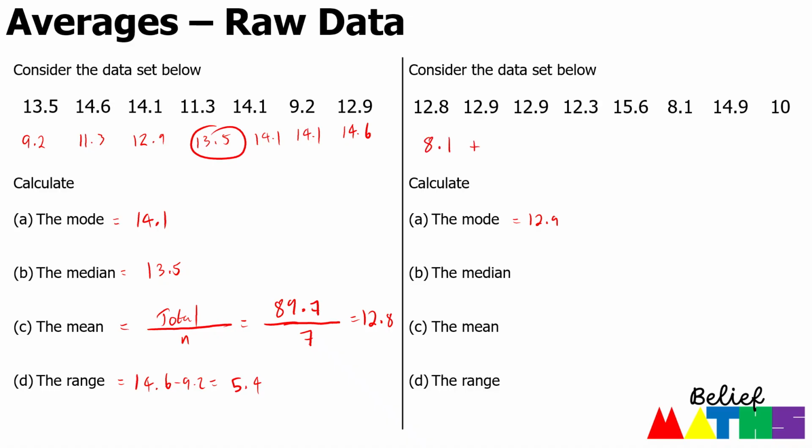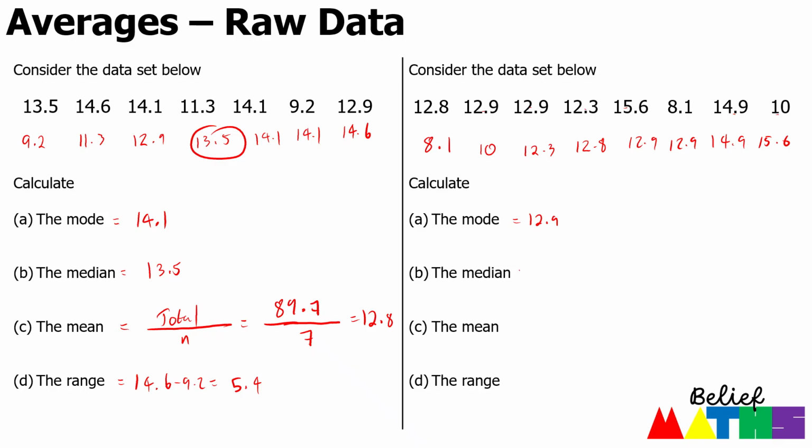Sorry, not plus, we're going to put them in order, so 8.9, then we've got 8.1, then we've got 10, then we've got 12.3, 12.8, 12.9, 12.9, 14.9 and 15.6. So we should have 1, 2, 3, 4, 5, 6, 7, 8 values.